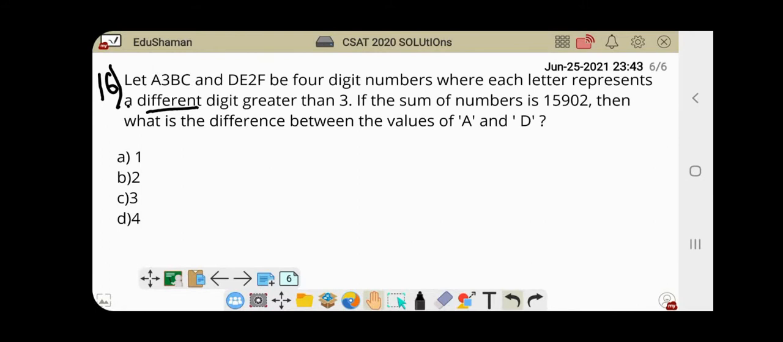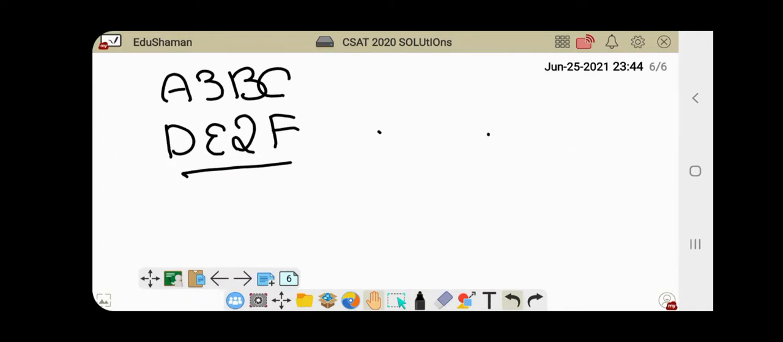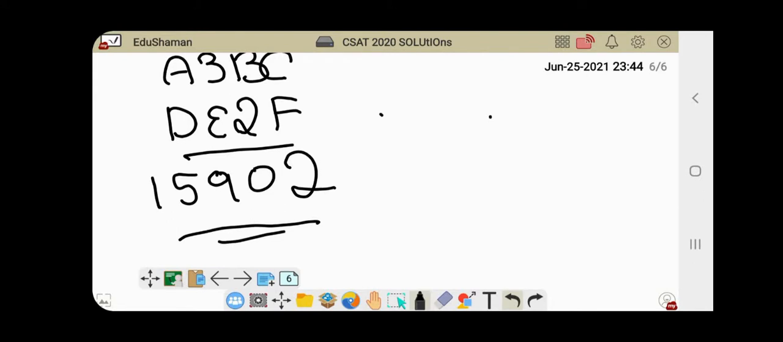The 16th question: let A3BC and DE2F be 4-digit numbers where each letter represents a different digit. Very important point here, each is a different digit greater than 3. Second point, if the sum of the numbers is 15902, then what is the difference between the values of A and D? So basically we have something like A3BC plus DE2F giving us 15902, and we have to take care of two conditions here.